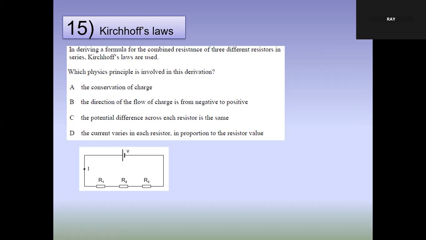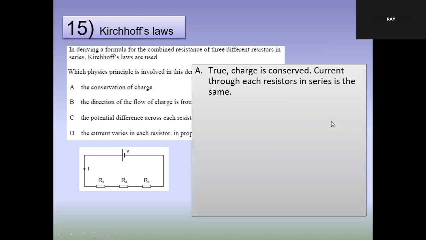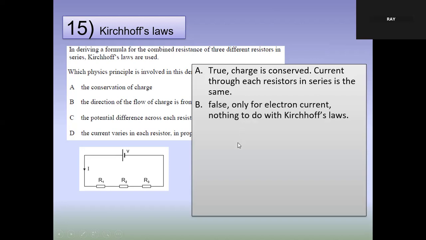Either A or D. Conservation of charge is parallel, right? Conservation of charge, charge is conserved. Current through each resistor in series is the same. And direction of flow of current is from positive to negative, so that's false. Only electron current, nothing to do with Kirchhoff's law.